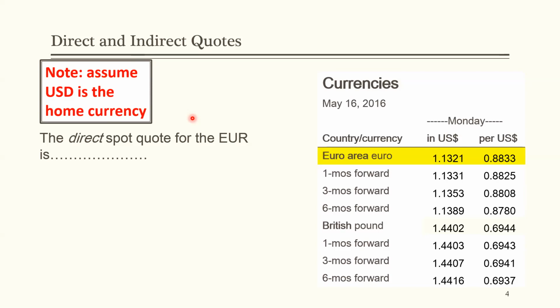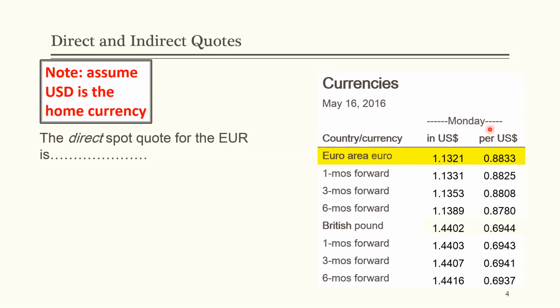For example, in this case, I'm looking at the euro. I'm trying to compute the exchange rate between the euro and the USD, okay? So when I talk about a direct quote for the euro from the point of view of a US citizen, then I'm talking about the price of the euro in the USD. If I look at this table, it tells me two things. Number one, the in USD column tells me the value of the currency in the USD. So this is how much a euro, for example, is worth in the USD.